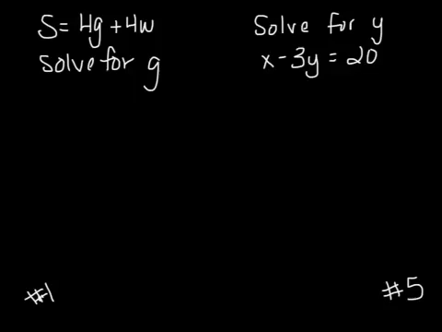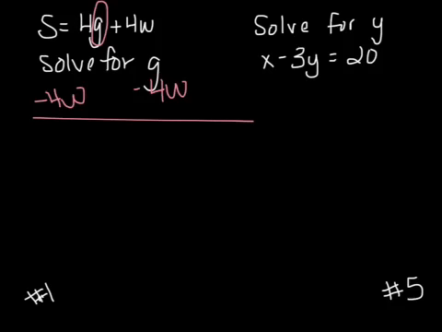Solving literal equations. So the first one we're going to solve for g. So what I want to do is isolate g. So I'm going to move this w and the 4 to the other side by doing the opposite. So I'm going to subtract 4w, subtract 4w. So I have s minus 4w equals 4g.